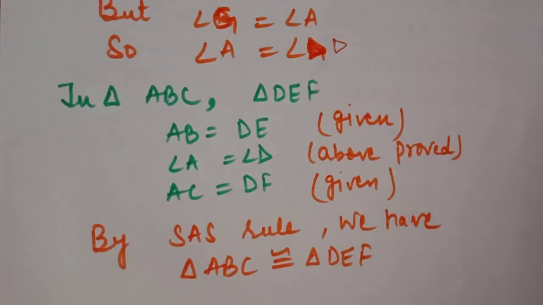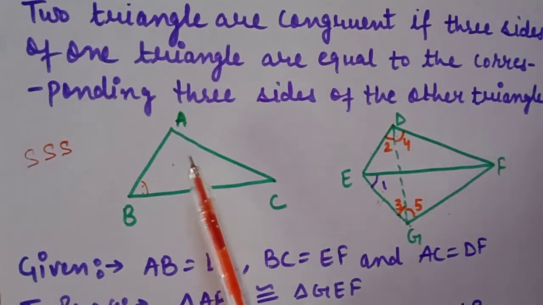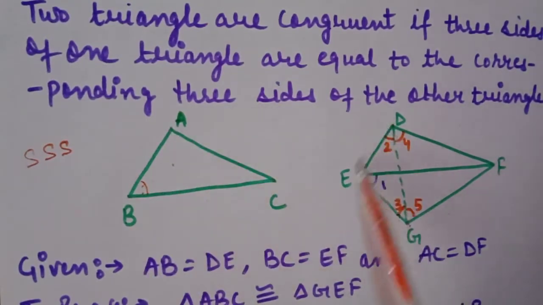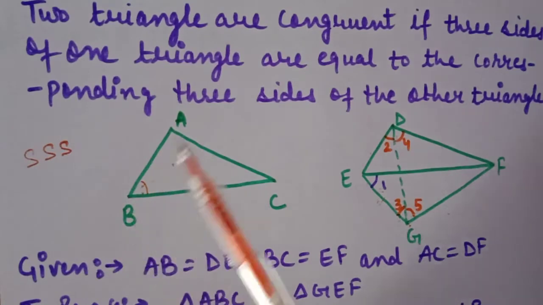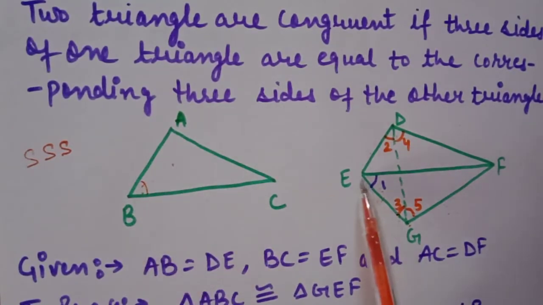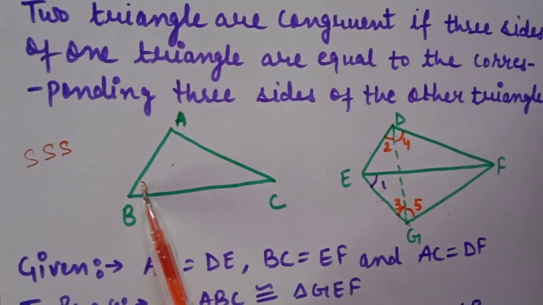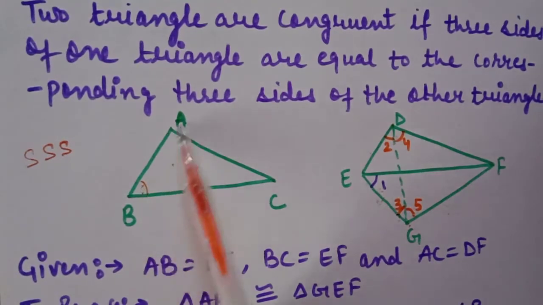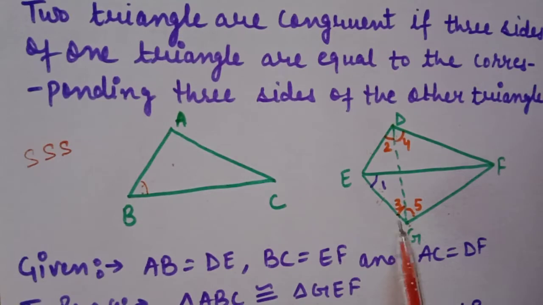So students, do you understand this theorem? Let me revise this theorem. We want to prove triangles ABC and DEF congruent. So we will do a construction. We will draw our angle 1 which is equal to angle B by the construction, and AB and EG are also equal to each other.